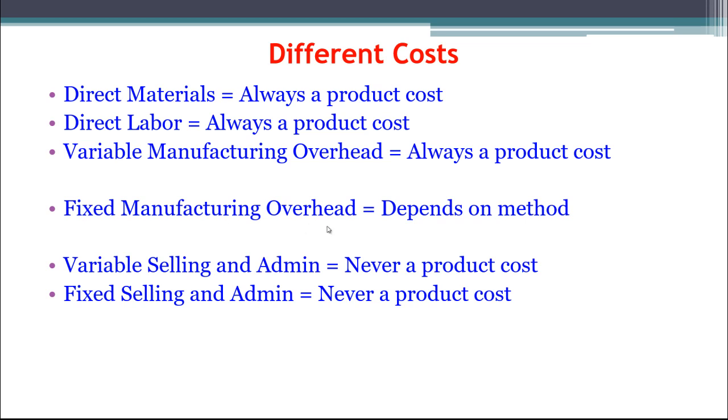Fixed manufacturing overhead, it depends on the method. It does relate to production in general. Certainly, it's manufacturing, so it's a pretty easy argument to call that a product cost, but it doesn't really relate to an individual product, so some arguments would hold that that's actually a period cost, and under one method it's a period cost. So that's the one that's treated differently.